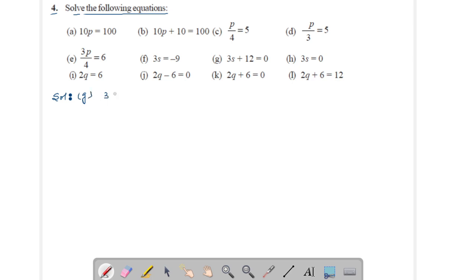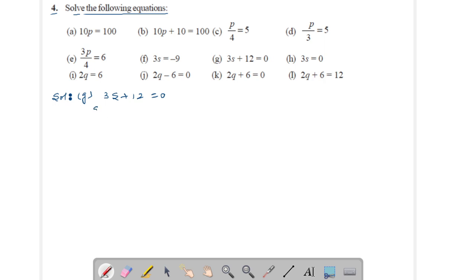3s plus 12 equal to 0. Here, first of all, remove 12 from the left hand side. We remove this by subtracting 12 from both sides.